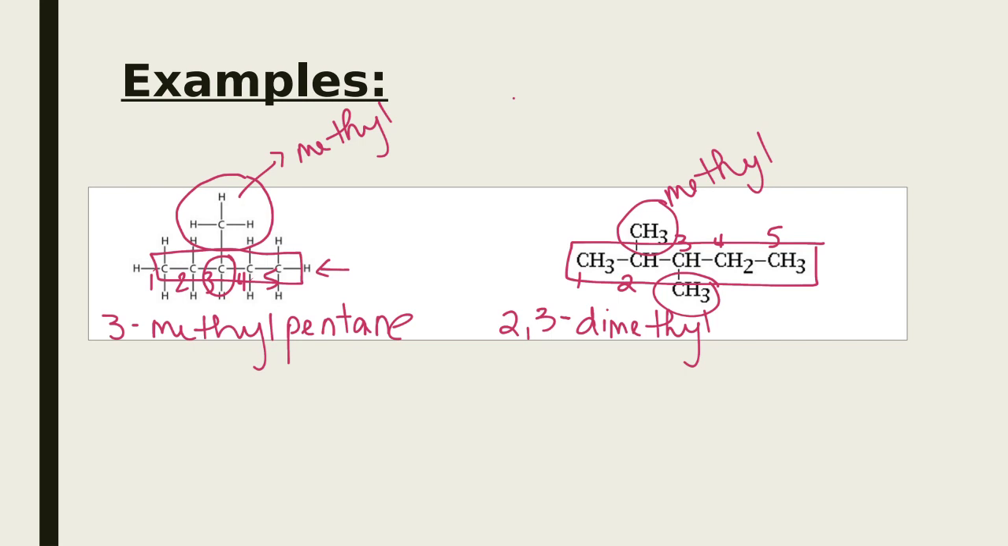Now I name the parent chain. The parent chain is 5 carbons, root is pent, all single bonded, pentane again. So this is a 2,3-dimethylpentane.